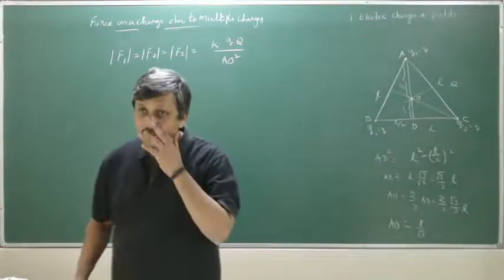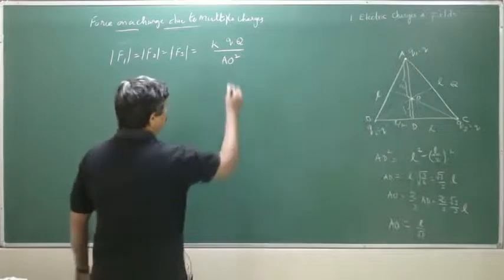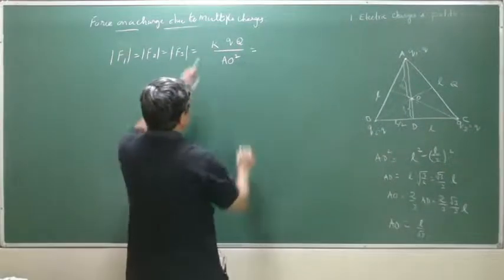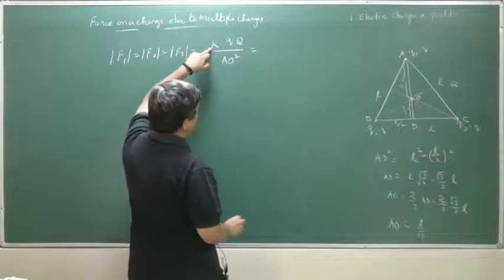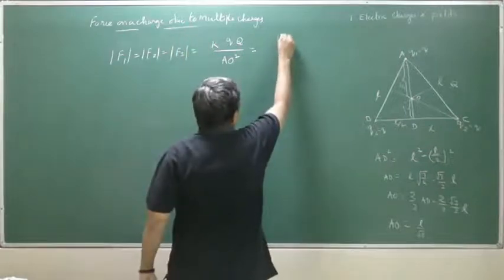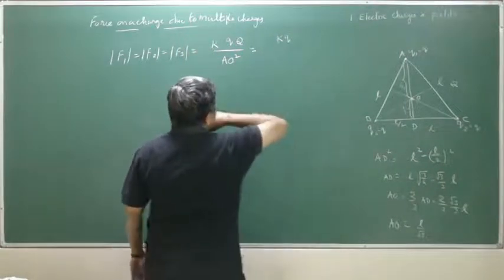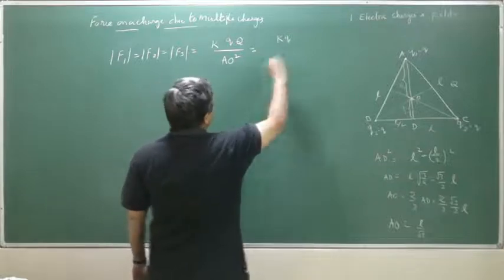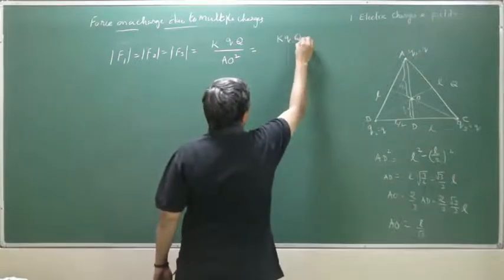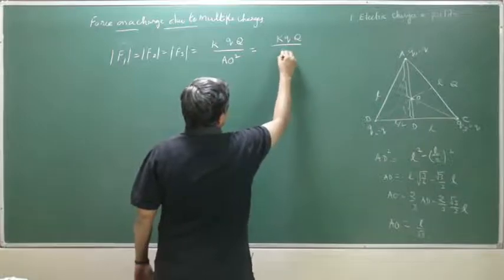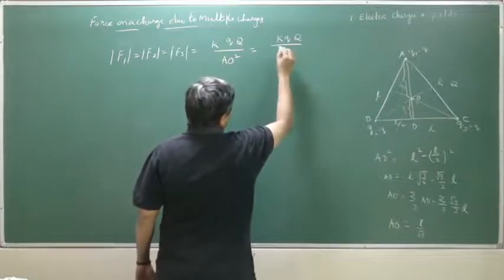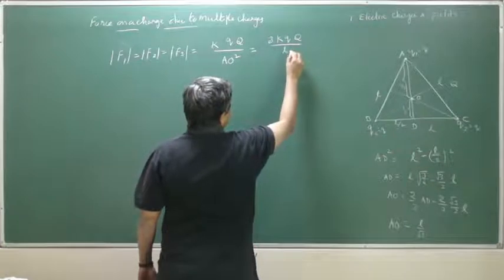Now you got AO as L by root 3, you can substitute here. You start from K. Let's keep it as K only. K into Q into capital Q divided by L by root 3 whole square, which is nothing but 3L square here.